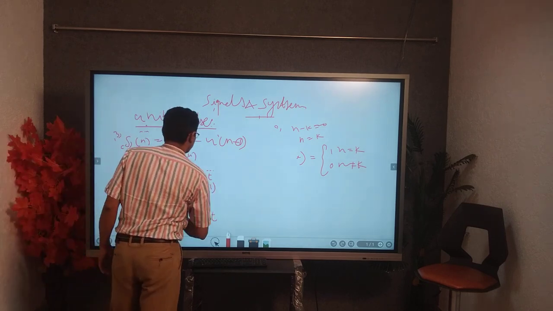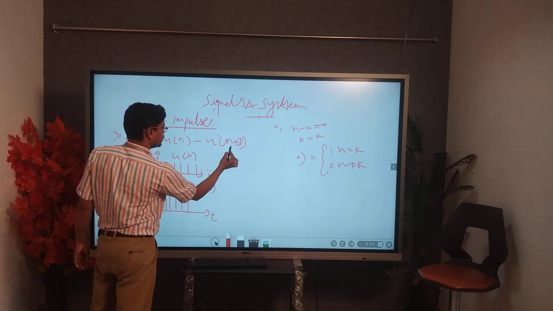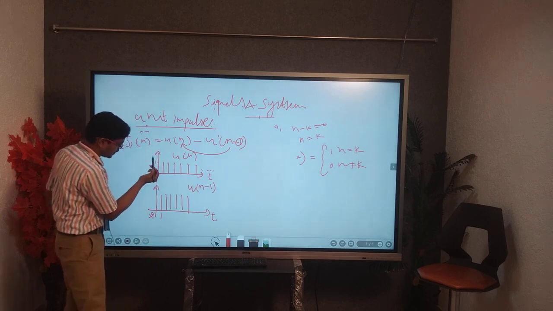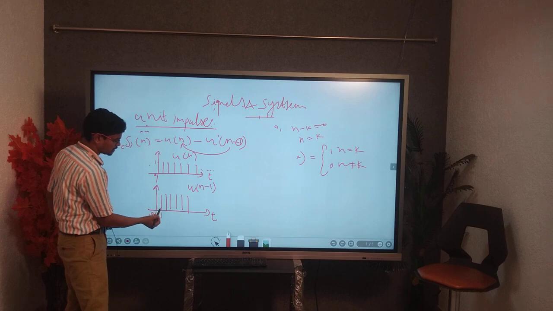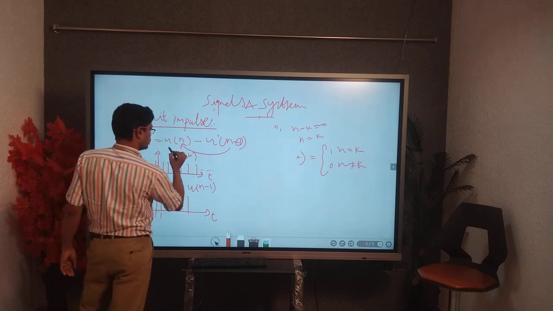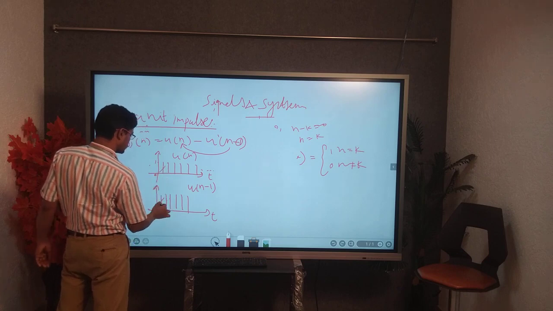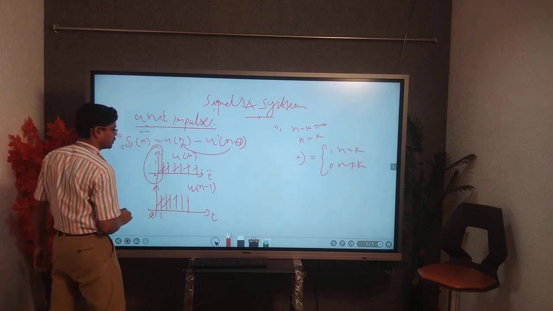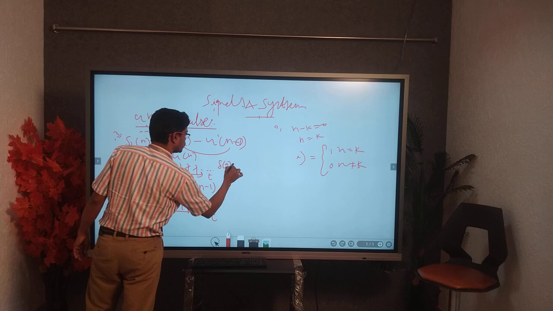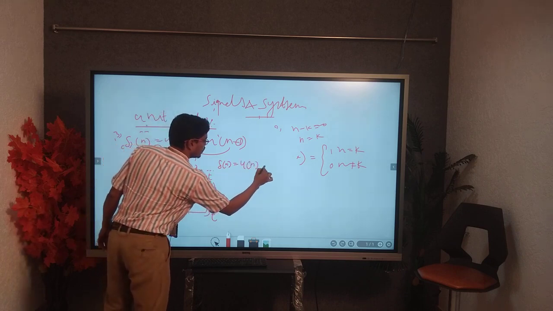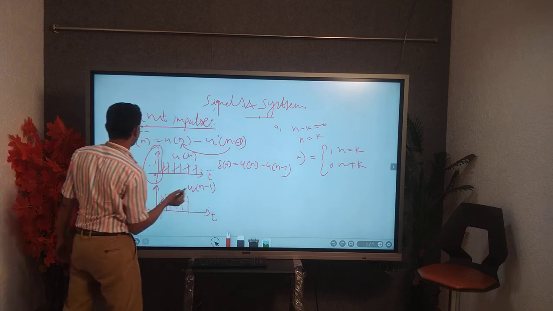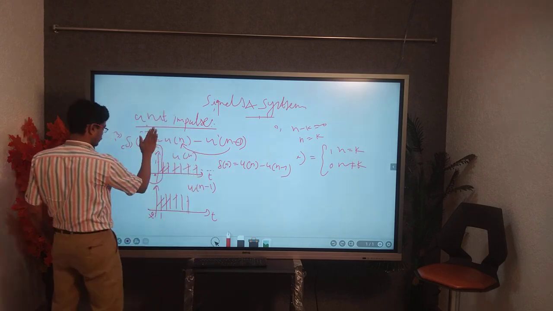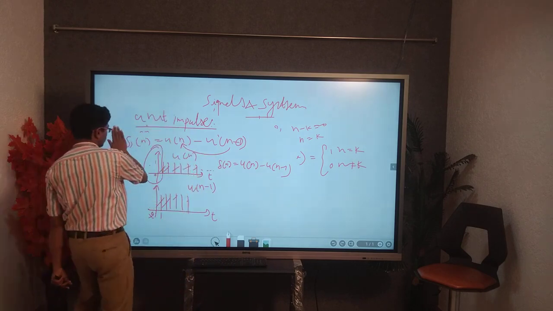And subtract e[n−1] from this e[n]. In e[n] at 0 the value is defined, in this at 0 the value is not defined. That's why in e[n] − e[n−1] the rest cancels and the remaining will be only at n equal to 0, that means δ[n] is equal to e[n] − e[n−1]. This is the third property. And the fourth property we will discuss.